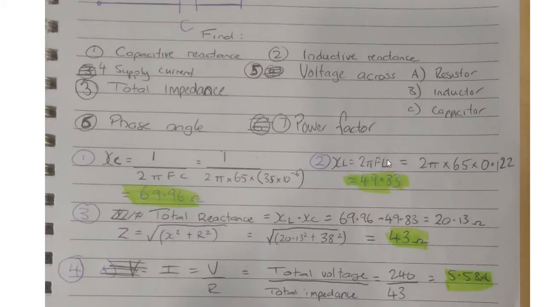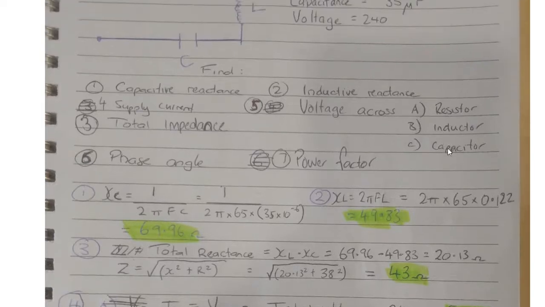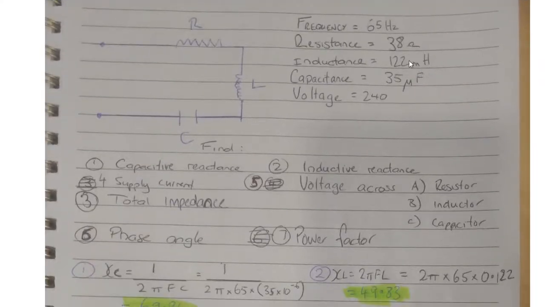Question number 2 was inductive reactance. Now the formula is more or less the same, except I'm not doing the 1 over, so it's 2 pi FL, 2 times pi times frequency times inductance. Obviously XL is inductive reactance, so L will be inductance, not capacitance. 2 times pi times 65, so our frequency is the same as in the last question, and our inductance is 0.122 henries.